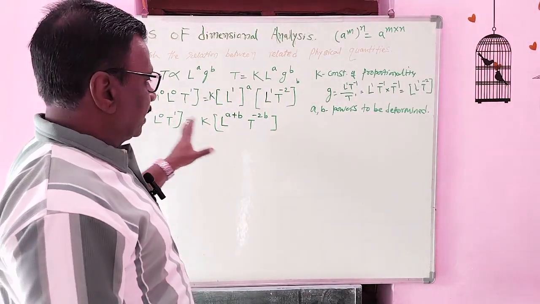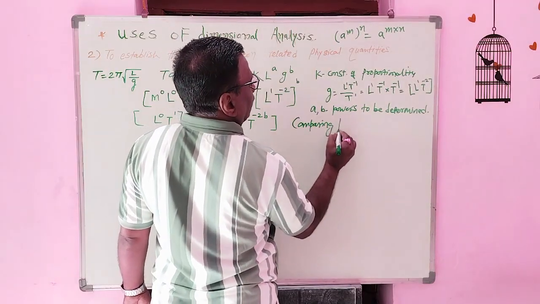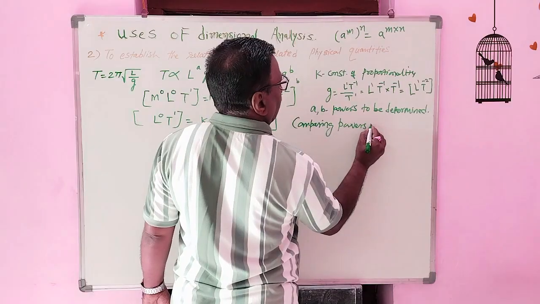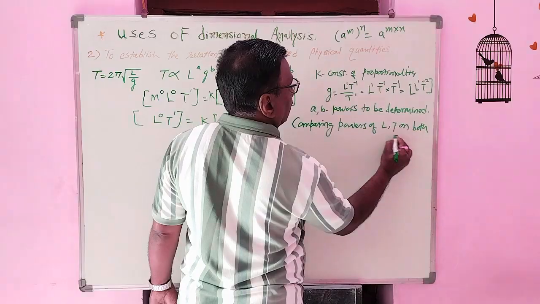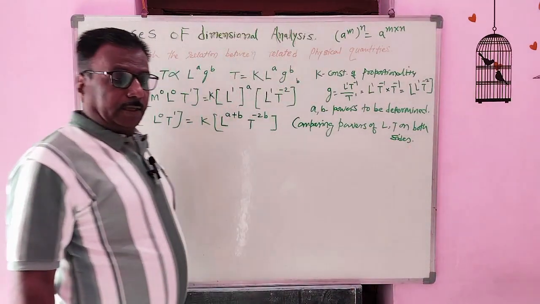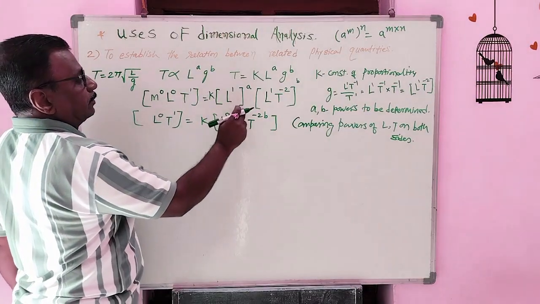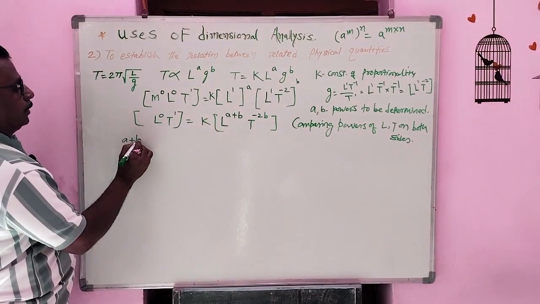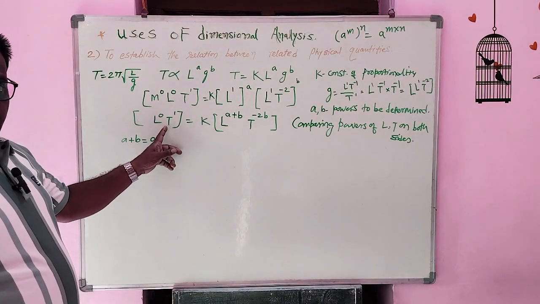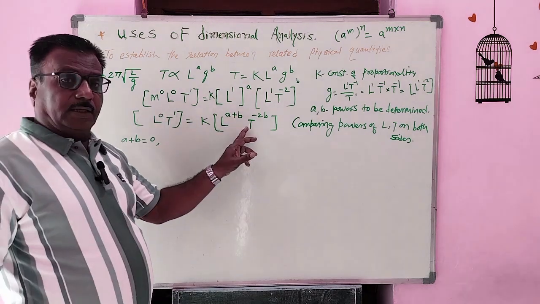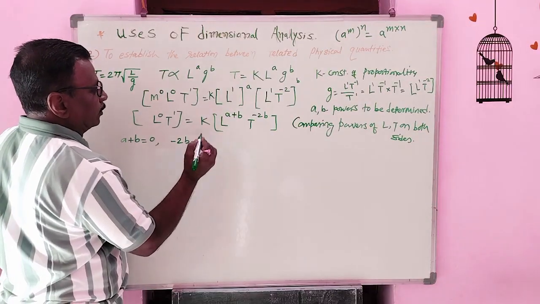Comparing powers of L and T on both sides, we get L raised to power 0 on the left and L raised to power a plus b on the right, that means a plus b is equal to 0. Similarly, on the left-hand side T raised to power plus 1, and here T raised to power minus 2b, that means minus 2b is equal to 1.